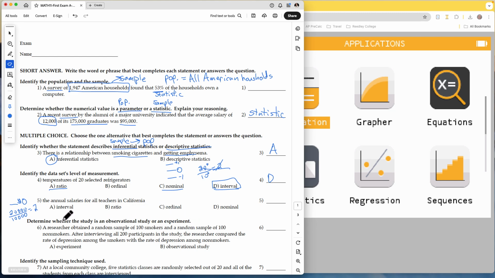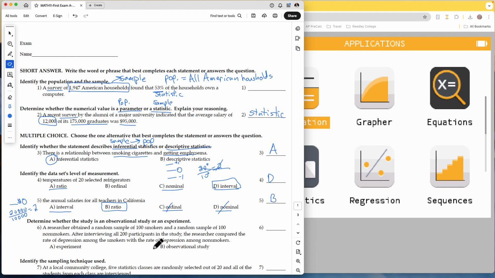So in that case, again, the two choices would have been ratio or interval. These two, ordinal and nominal, are not being considered because it's not qualitative data, it's not names or ordered names, it is numerical value. But since 0 means none, that's when we go to ratio. Okay.